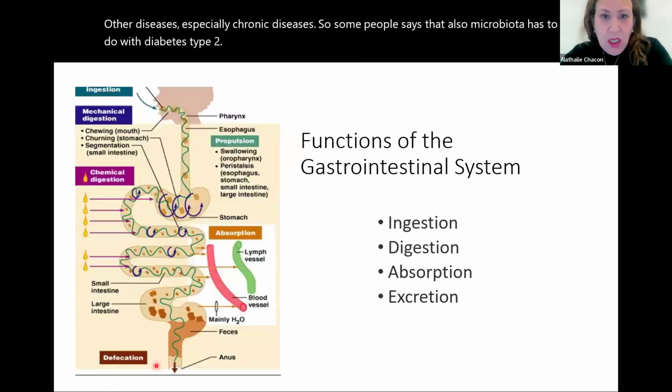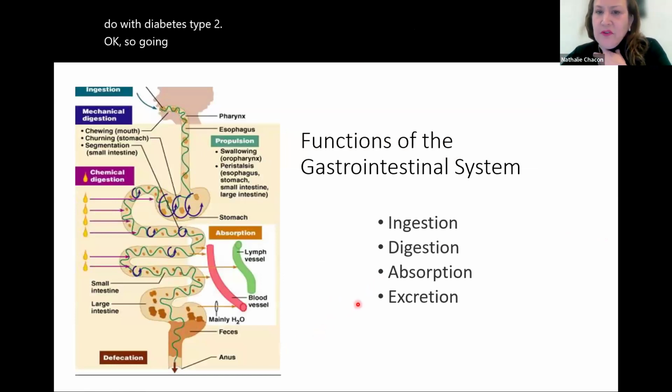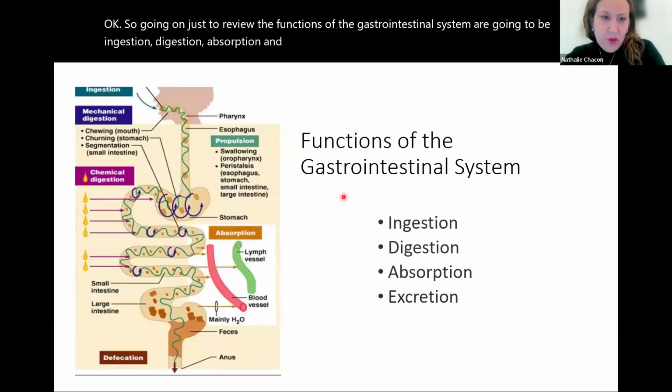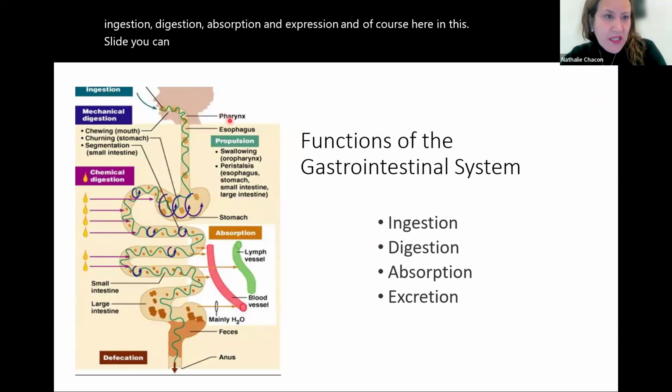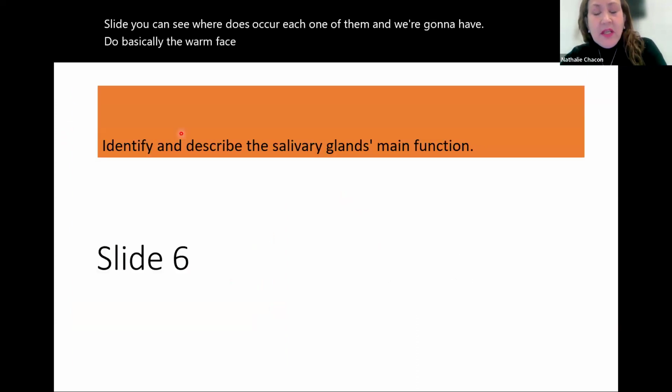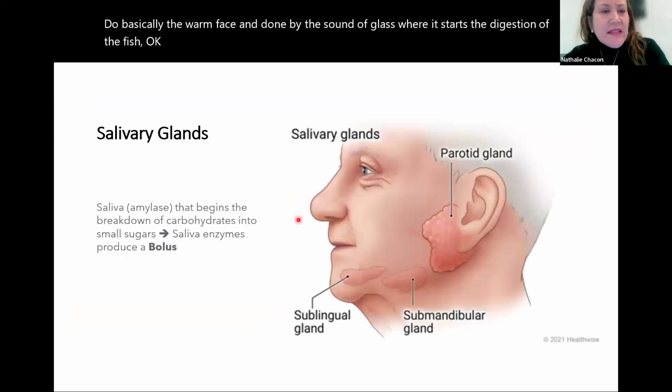Okay, so going on, just to review, the functions of the gastrointestinal system are ingestion, digestion, absorption, and excretion. And of course, in this slide you can see where each one of them occurs. We're going to have ingestion basically in the oral phase, done by the salivary glands, where the digestion of the food starts. Identify the salivary glands, their main function, and the production of the bolus.